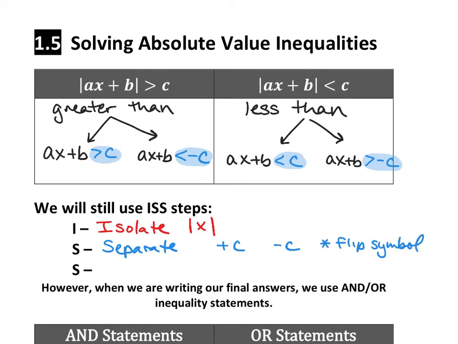Okay. What did the second S stand for? We had isolate, separate, solve. Yeah, and then we're just going to solve for x. And this time we're not going to get x equal a number and x equal a number. We're going to get two new inequality statements. Something like this and something like this, depending on what symbol you started with.